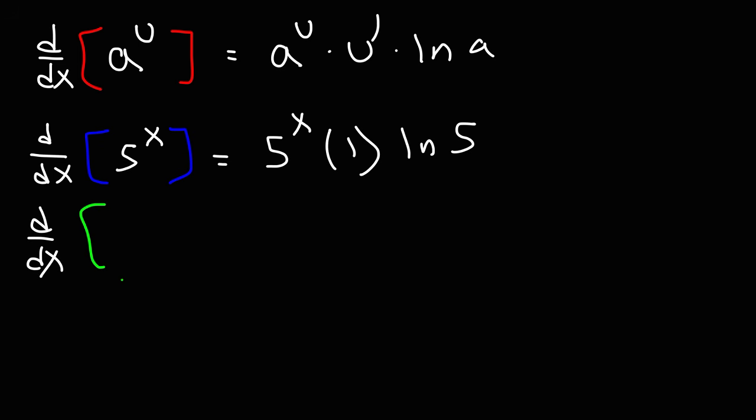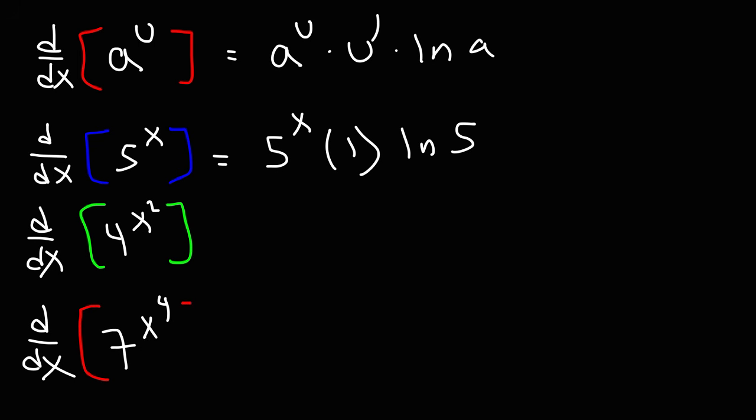So based on that, go ahead and try these examples. Find the derivative of 4 raised to the x squared, and also the derivative of 7 raised to the x to the 4th. So this is going to be whatever we see here. We're just going to rewrite it. That's 4 raised to the x squared, and then times u prime. u in this example is x squared. So the derivative of x squared is 2x, and then times the natural log of whatever the base is. The base in this example is 4.